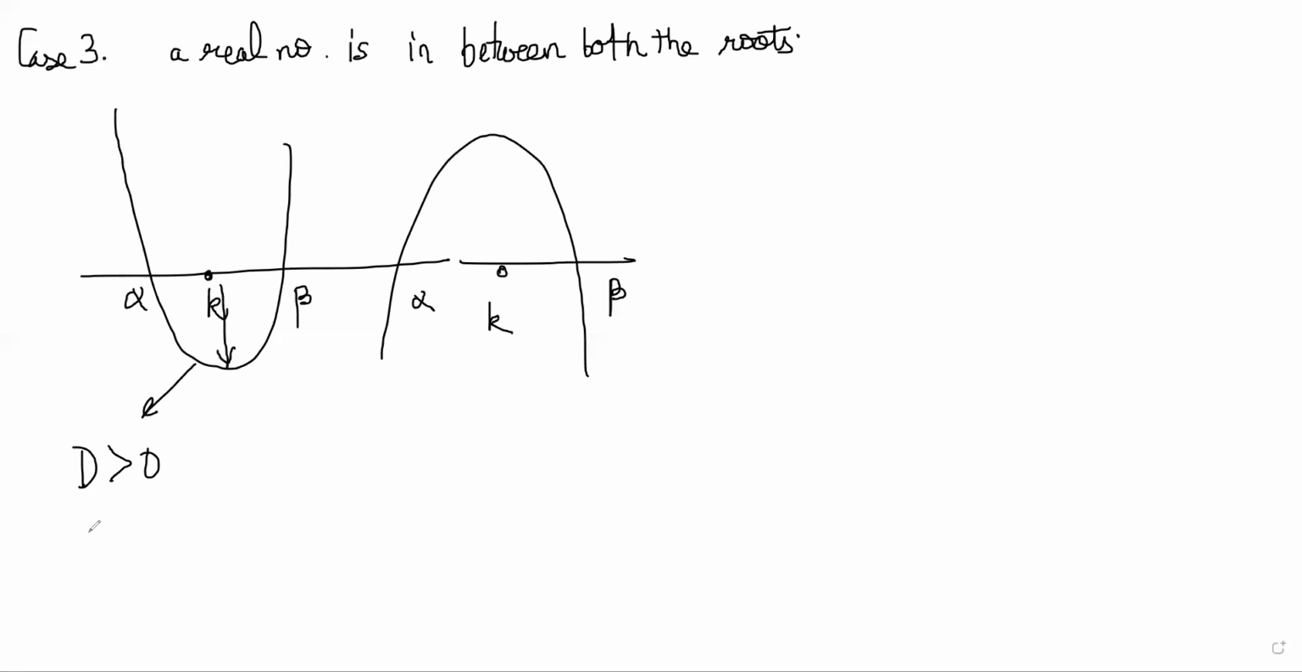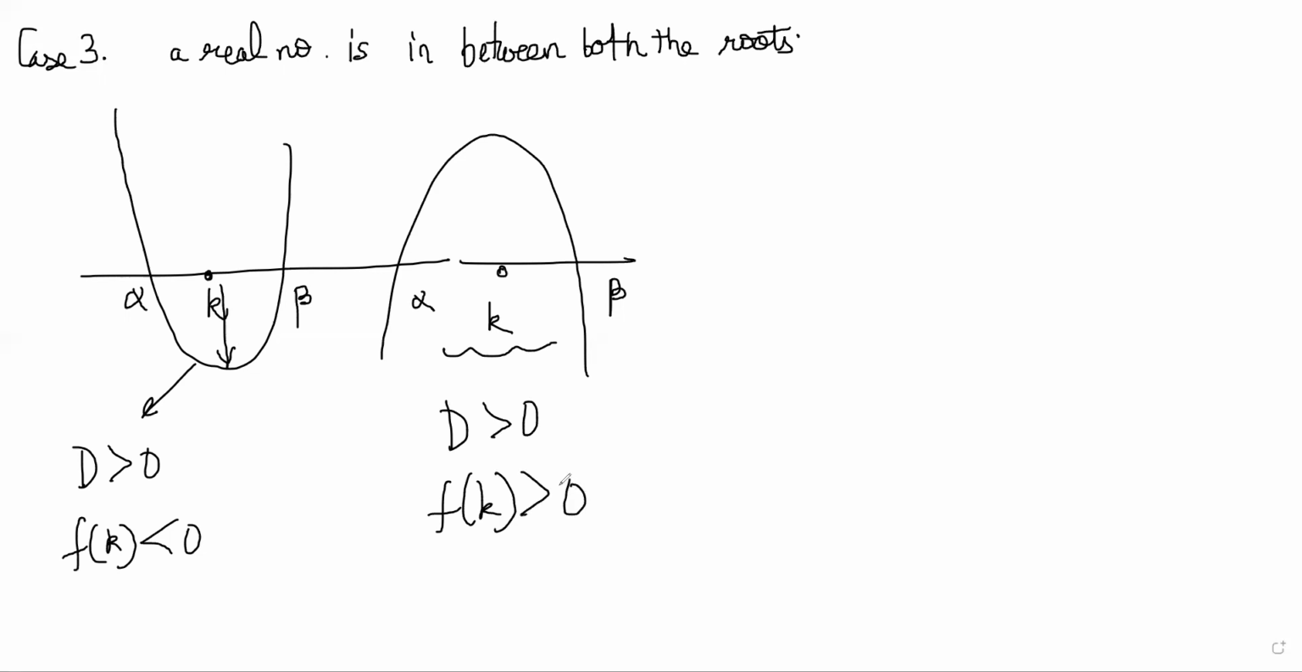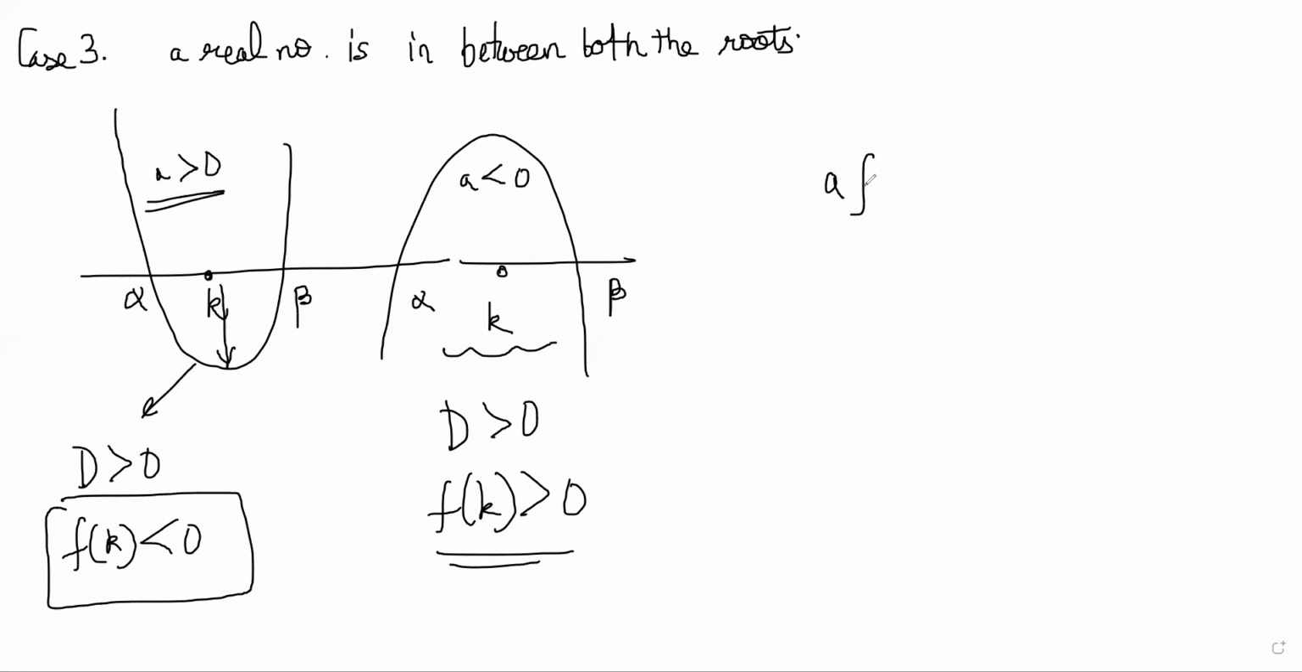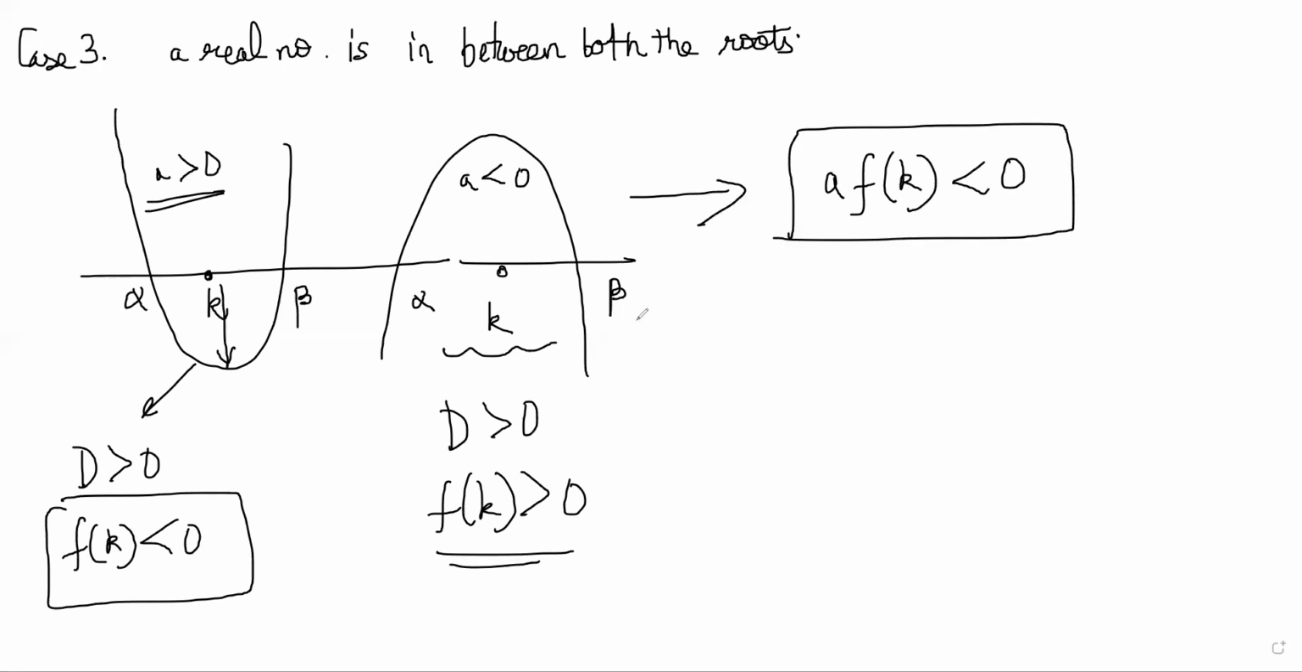So what we can say here is discriminant greater than 0, and notice that f of k is negative, right? f of k is less than 0. And here we can say that discriminant greater than 0 and f of k is greater than 0, right? Now, obviously, this is the case when a is greater than 0, and this is the case when a is less than 0. So again, we can combine this and this and say that the product of a times f of k is always less than 0, right? In both the cases, because here it is negative and positive, and here it is positive and negative, right?